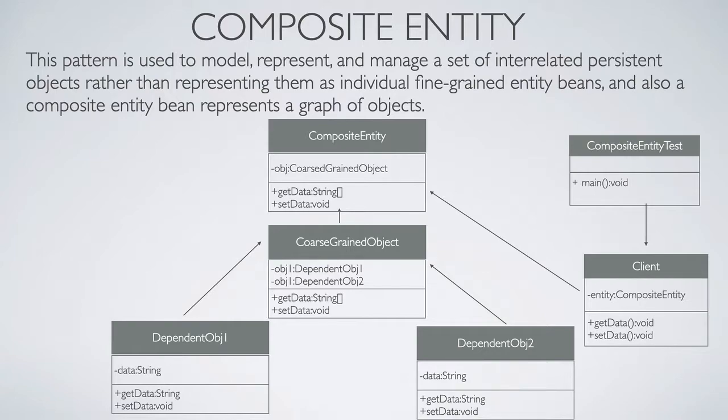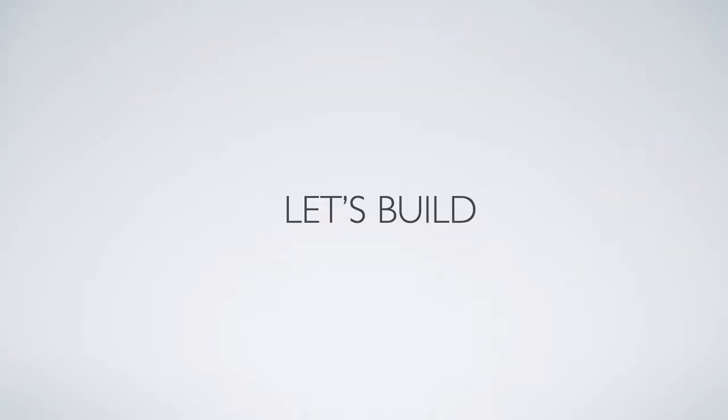Let's take an example where we have a composite entity test that will have the main method, and we have a client that will have a reference to the composite entity, and it'll have the methods that are needed to access it. Similarly, the composite entity will have a reference to the coarse-grained object and the methods that are implemented. The coarse-grained object will have references to the dependent objects, such as dependent object 1 and dependent object 2, that will have the actual implementation. This could be n number of dependent objects implemented in the coarse-grained object. Let's build this example and see how it works.